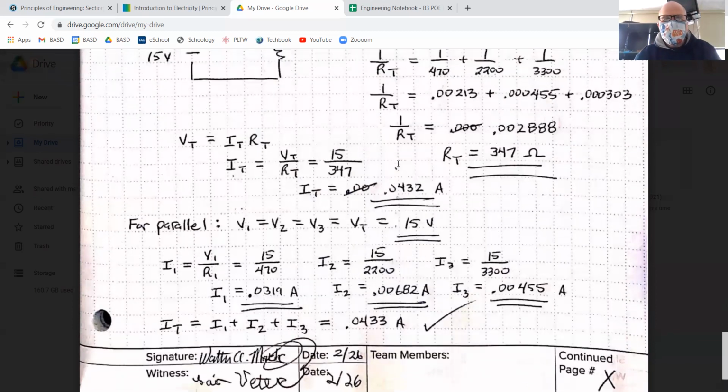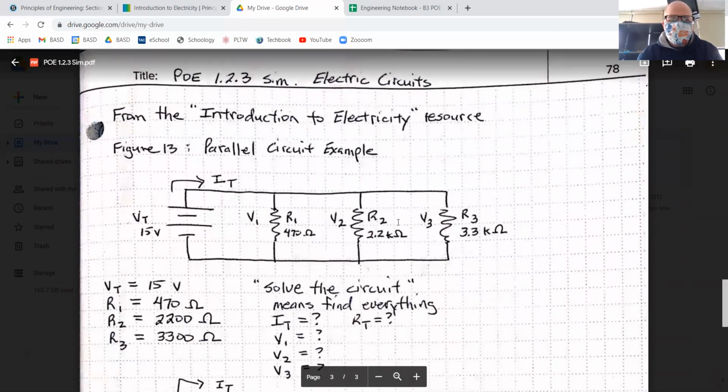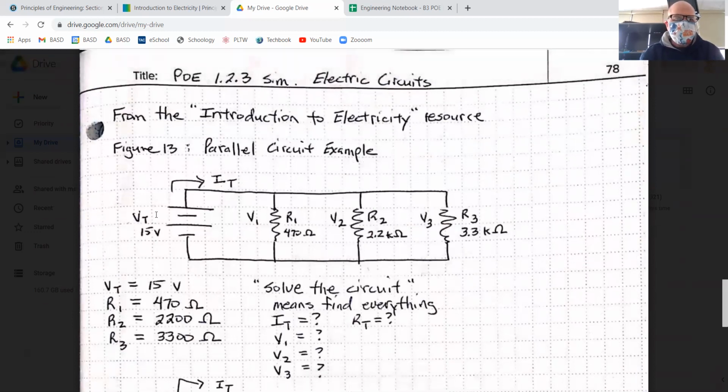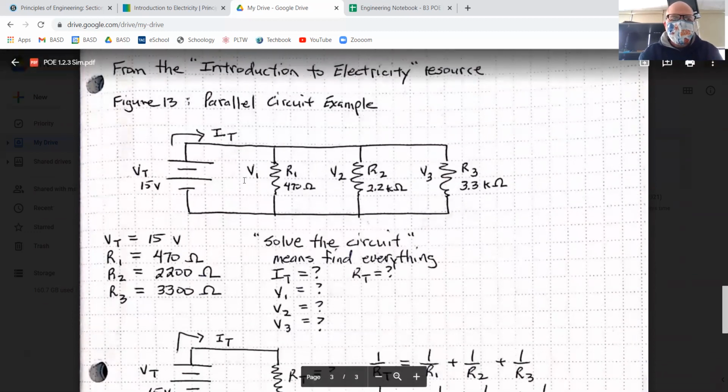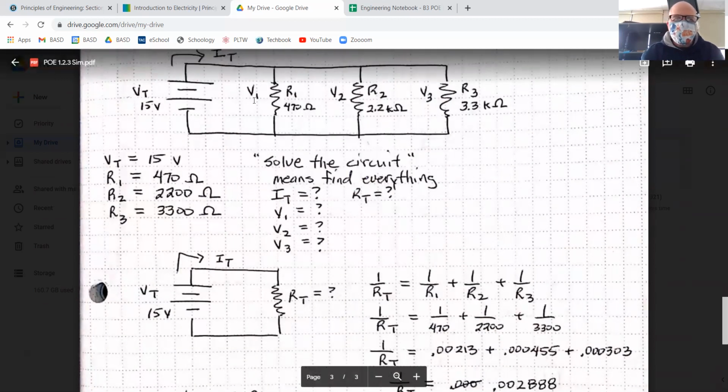Okay, so again, we have to solve the complete circuit. We know the three resistances that we were given. We know the total current we just found. We know the total voltage that was given. We still need the V sub 1, V sub 2, V sub 3. And remember, I forgot to label the I sub 1, I sub 2, I sub 3.